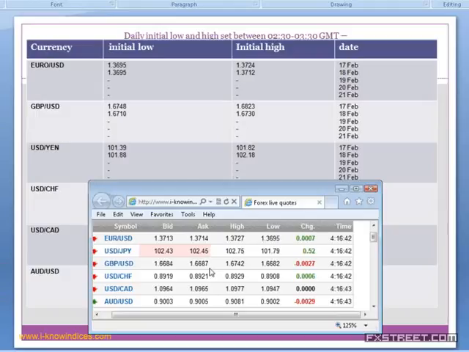So we are able to understand with the help of the initial lows and the highs what they are trying to do in the market.